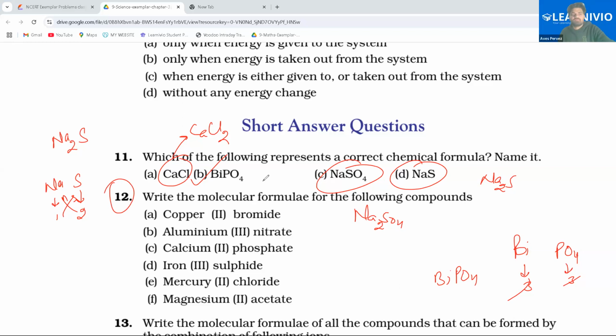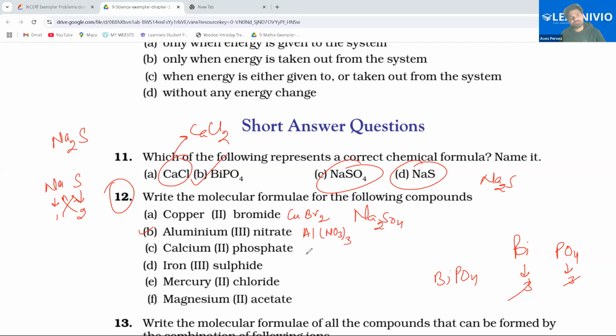What is the answer for the first one? CaBr2. Next, B. What is the correct answer for B? Al(NO3)3. Al(NO3) whole thrice.